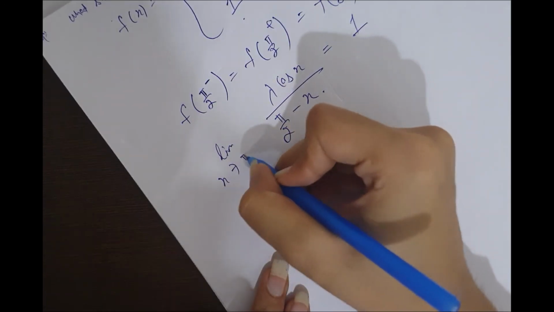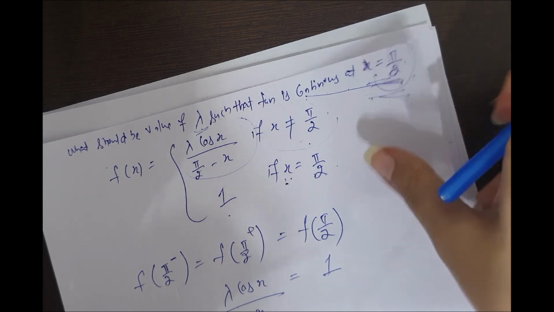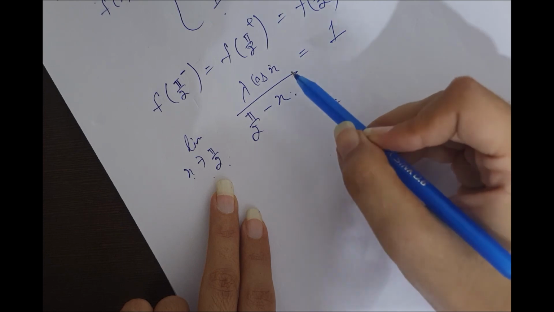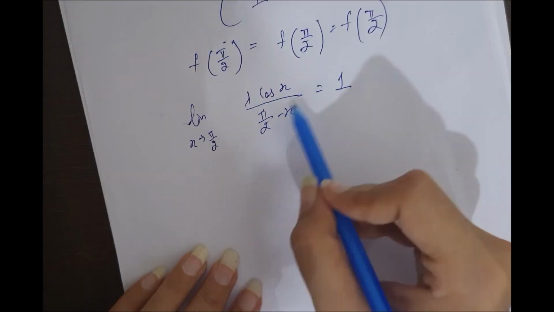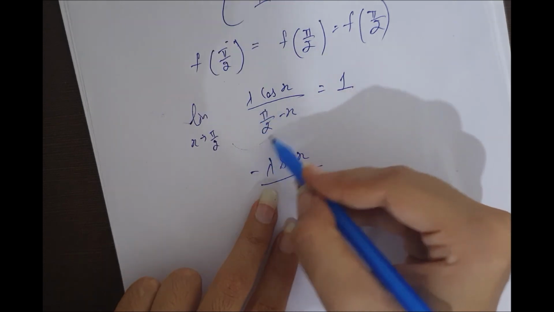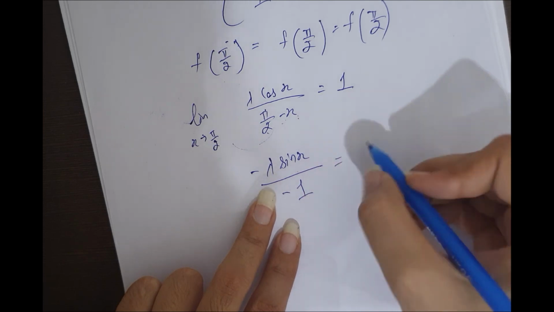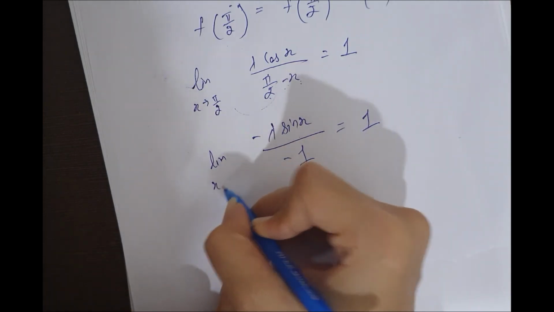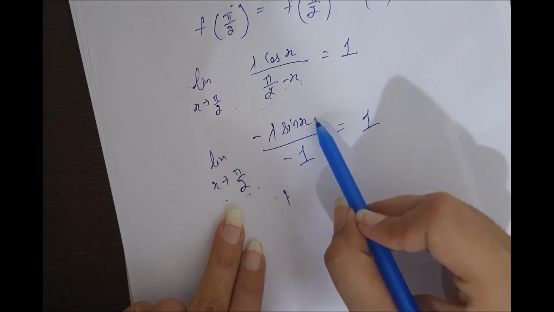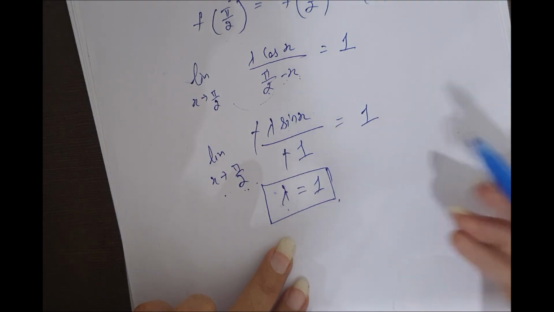X tends to pi by 2 because we are asked about continuity of the function at x equal to pi by 2. So if we put pi by 2 in place of x, this will be 0 by 0 form. Use L'Hospital's rule here. Now differentiate it: the differentiation of pi by 2 is 0, and minus x gives minus 1. Now put x equal to pi by 2 here. Sin pi by 2 is 1. So lambda is equal to 1 is the answer.